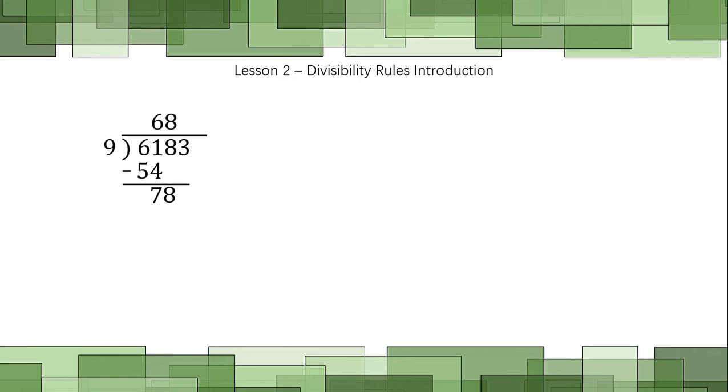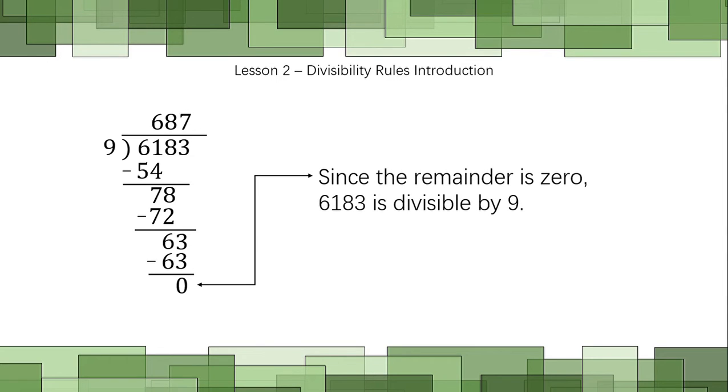8 times 9 equals 72. 78 minus 72 equals 6. Bring down 3. 63 divided by 9 gives you 7. 7 times 9 equals 63. 63 minus 63 is equal to 0. Since the remainder is 0, 6,183 is divisible by 9.